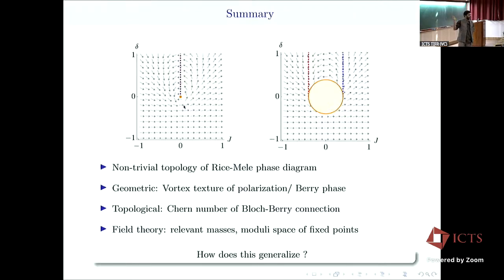I summarize and then move on to the final part of the talk. So there is non-trivial topology in the Rice-Mele phase diagram that can be detected geometrically using this vortex structure of polarization, and topologically we can compute the Chern number to any loop and momentum direction. And in field theory, we can just reproduce the same result by counting the number of relevant deformations obtained at the core. So I must say that the core of this vortex is called diabolical point by Kapustin and collaborators, and I'll use that terminology.